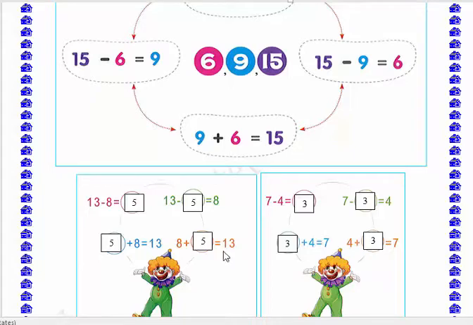Let's try it again. 7 minus 4. Count before 7 and put 4 on your fingers. Count before 7. What is before 7? 6, 5, 4, 3. What is the last number I said? 3. So we have to write 3. That means 7 and 4 and 3. This is the fact family. 3 plus 4 equals 7. 4 plus 3 equals 7. 7 minus 3 equals 4. This is the relation between subtracting and adding.